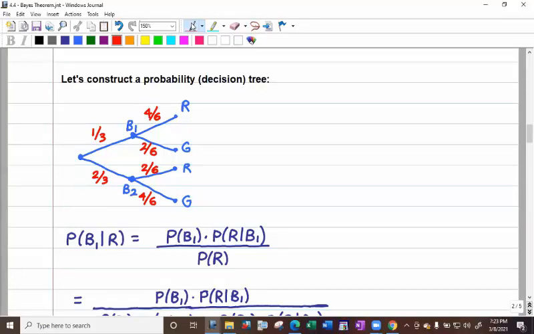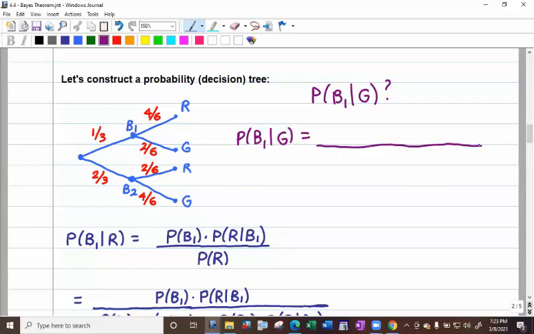So let's just say probability of B1 given green. Now I can write the formula out here, or I can just show you by numbers what's going on here. I'll put the numbers in there, and then if you want to see the actual formula, I can.